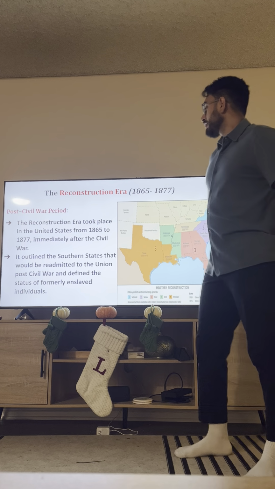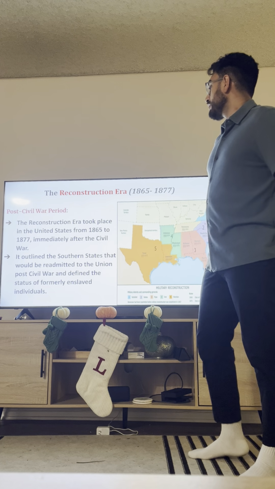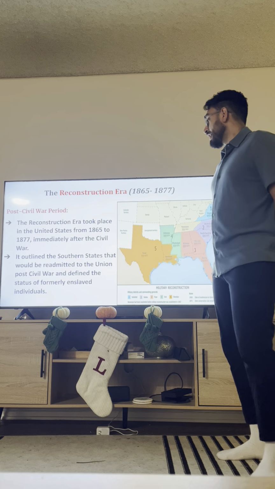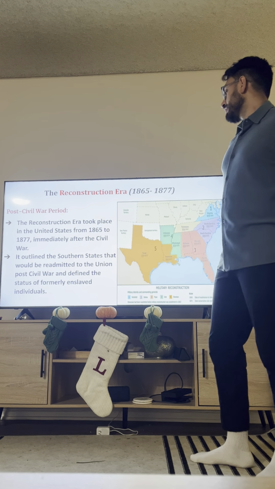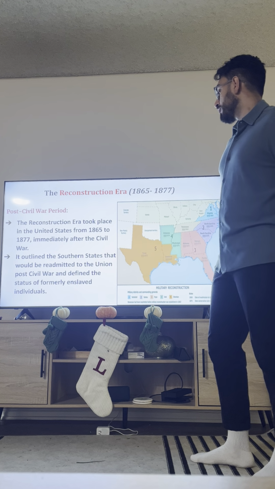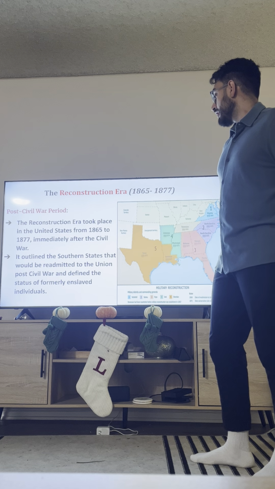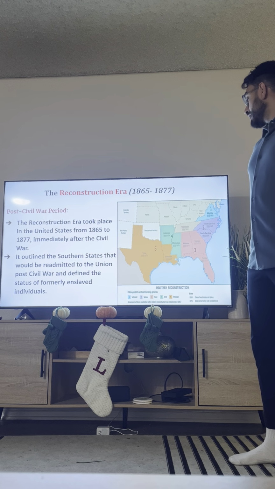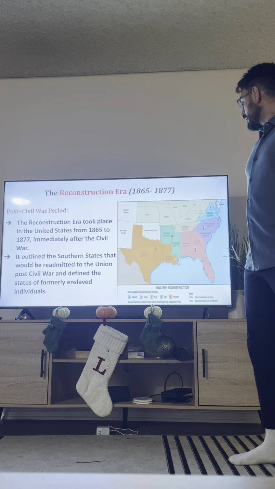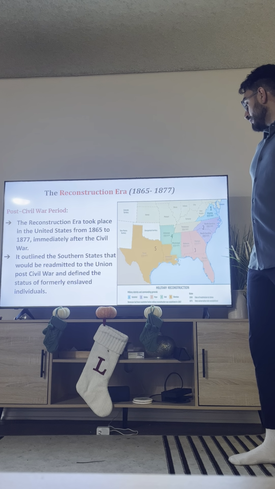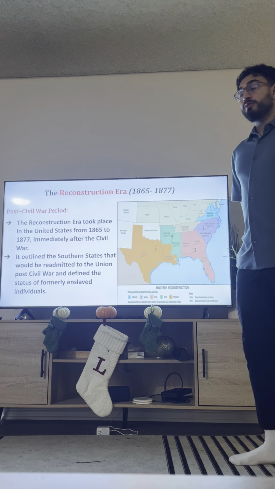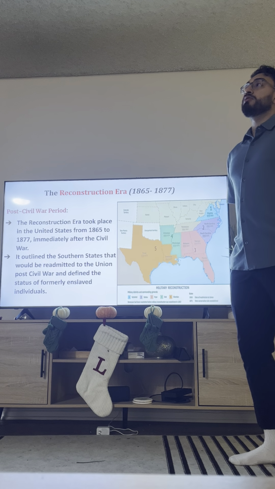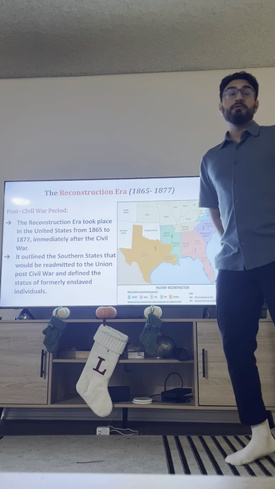So, I'm going to start with what the Reconstruction era was. The Reconstruction era took place in the United States from 1865 to 1877. It was immediately after the Civil War ended. It outlined the southern states that would be readmitted to the Union post-Civil War and defined the status of formerly enslaved individuals. And it was pretty much a result of the southern states, since they were forced to be readmitted to the Union and forced to abolish slavery. This was kind of their direct response to that, and kind of trying to keep a form of slavery around.